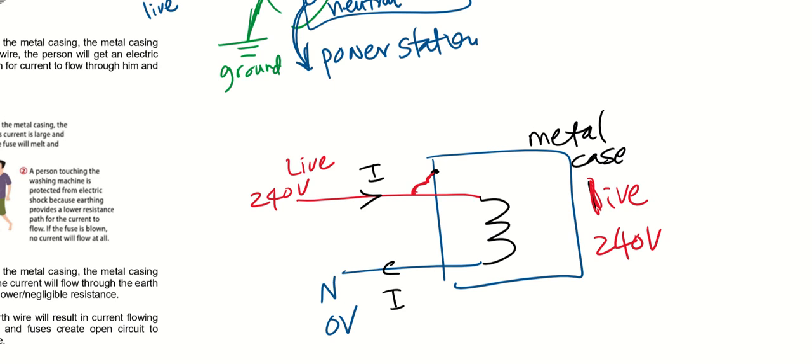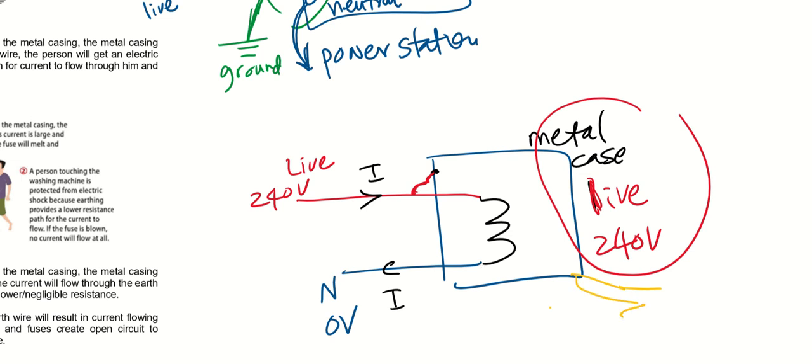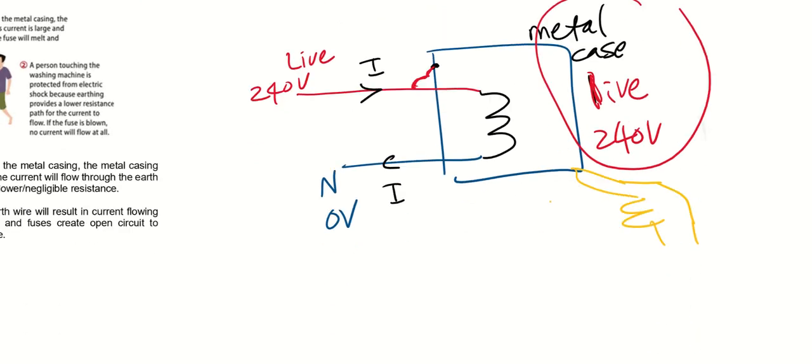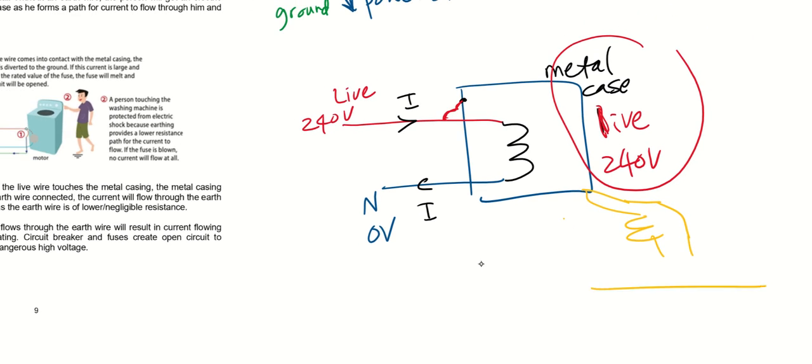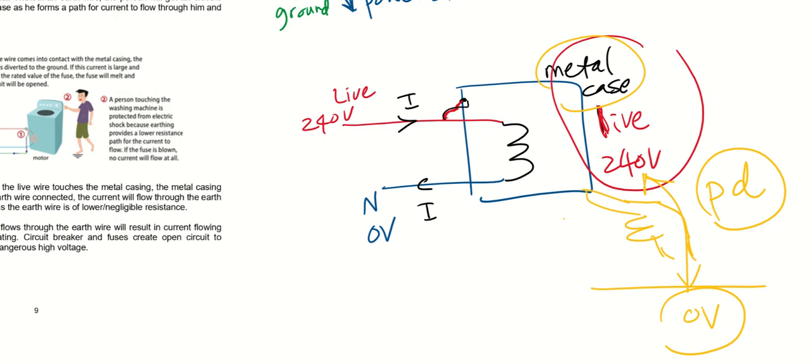What if this metal case becomes live and a person comes along and touches it? Since the person is walking on ground and ground is actually 0 volts, this will form a connection between the metal case, which was at a high potential of 240 volts, and our 0 volt ground. So now there's a potential difference, and current will flow through the metal case into the person, and that will give the person an electric shock.